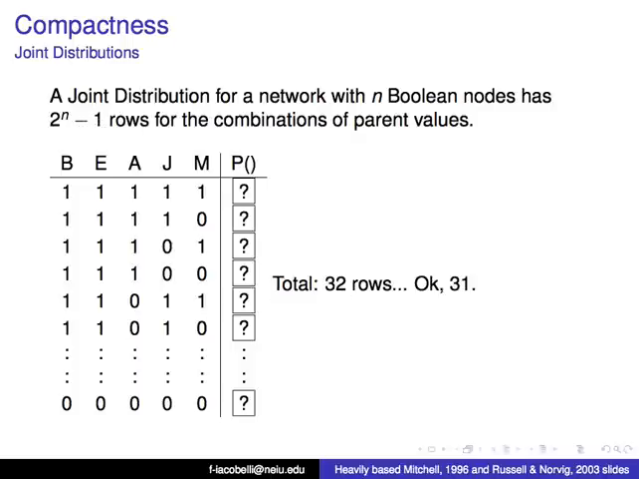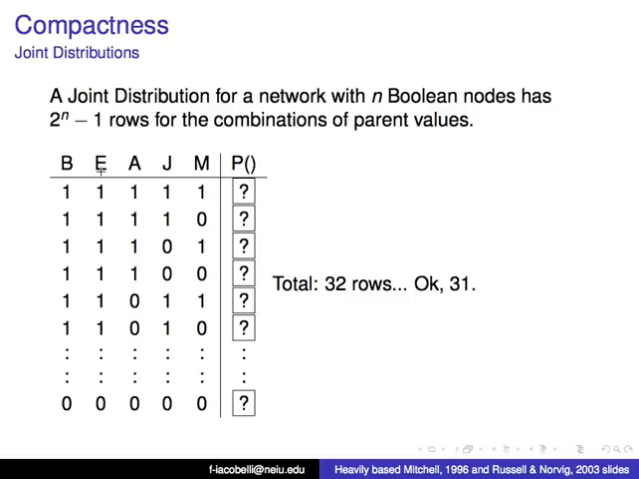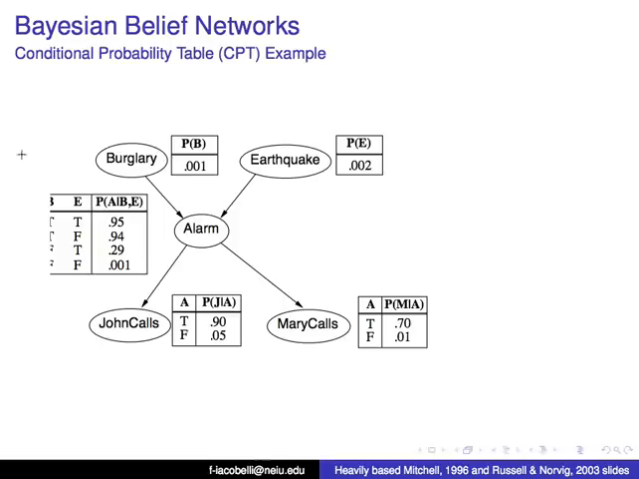Now, the other thing that we can do is slightly different. We can condition all the different nodes of the network and get their conditional probability tables, okay? And this is what a conditional probability table is. So, for the probability of burglary, we marginalize all the other columns. We marginalize E, A, J, and M, okay?